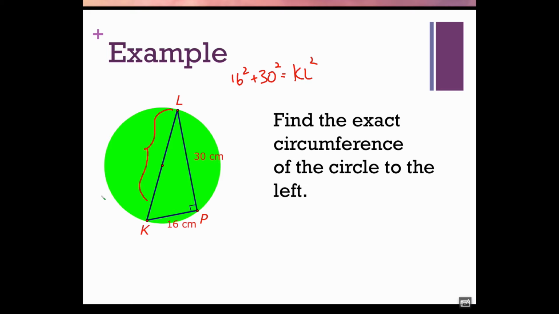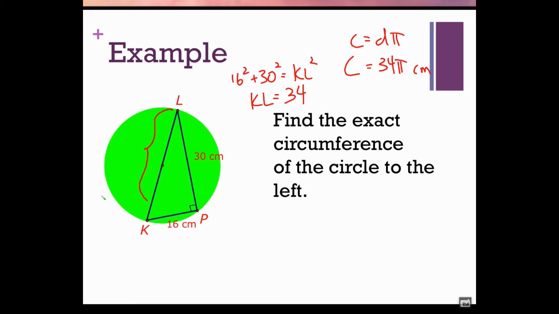Anybody not use Pythagorean theorem? No, it's a triple. 8, 15, 17. Okay, well, that's fine. And what did KL turn out to be? 34. Then what? Which formula did you put it into? Circumference equals diameter times pi. 34 pi centimeters. Good. Because circumference is a distance, it would stay with the same units.